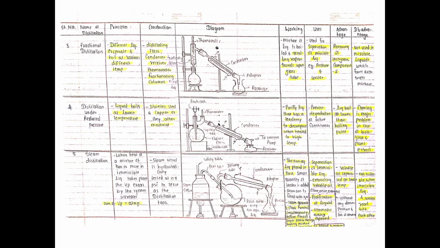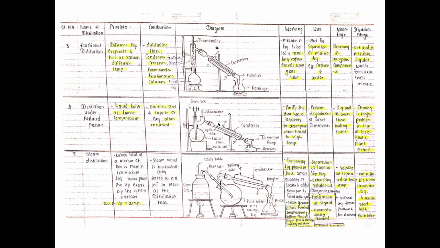Next, fractional distillation is used for separation of miscible liquids. Miscible means liquids that mix, like this example. So for the separation of miscible liquids, fractional distillation is used. Distillation under reduced pressure is carried out to prevent degradation of drugs or active components.